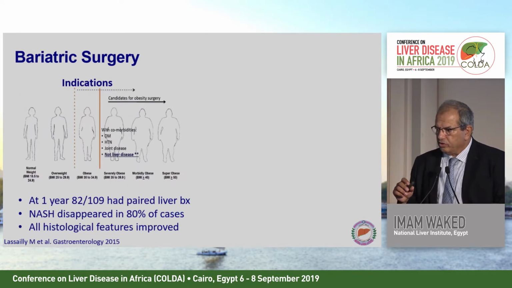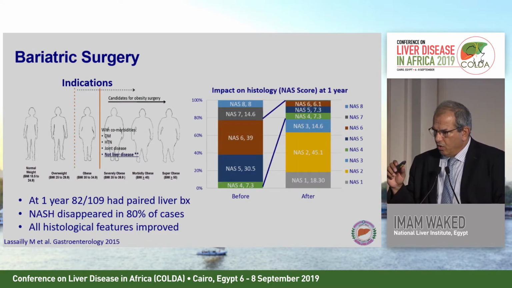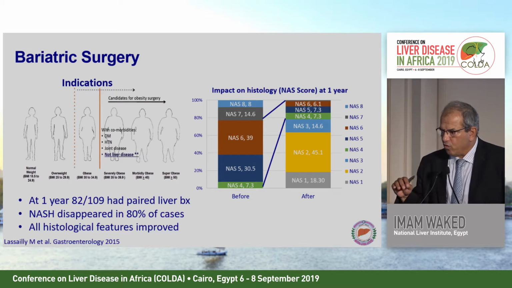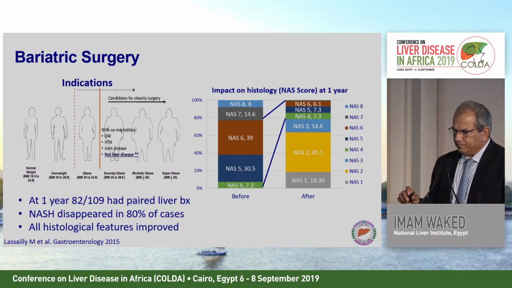And bariatric surgery is very effective in improving NASH. In a study that was published in Gastroenterology a few years back, all the patients had NAS score more than 4 before surgery. After surgery, almost all the patients had NAS score less than 4, and only 20% of the patients had NAS score more than 4.